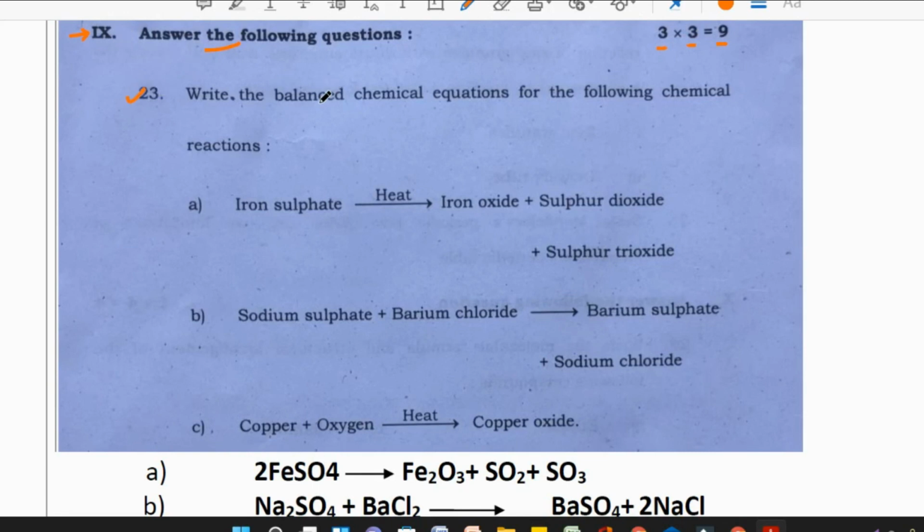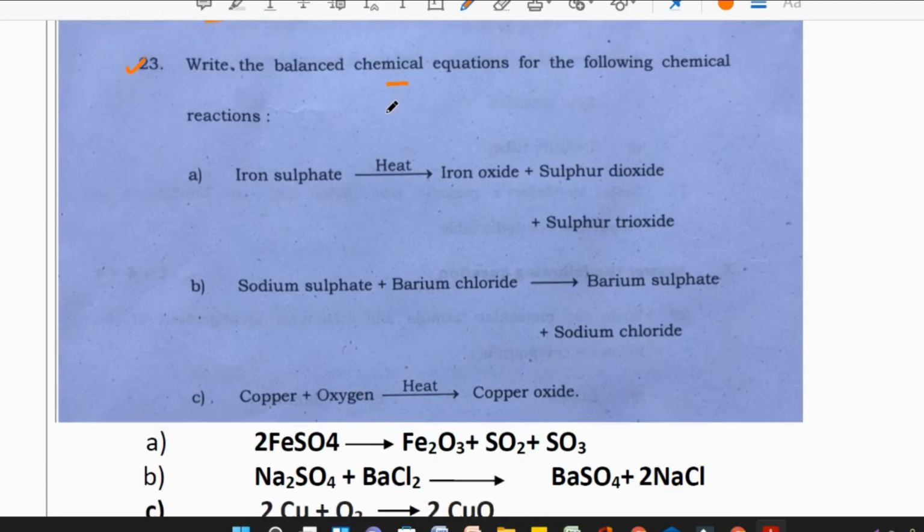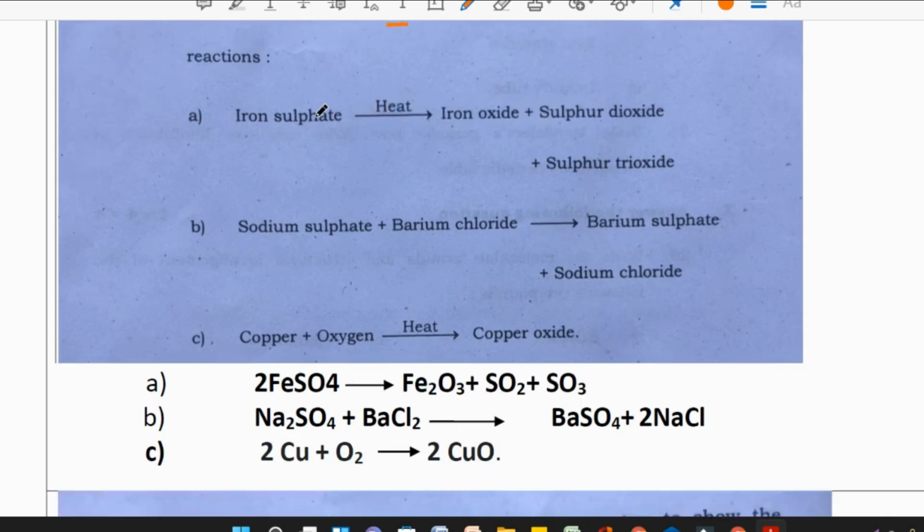23rd question, write the balanced chemical equation for the following chemical reactions. First one is iron sulfate when heated gives iron oxide, sulfur dioxide and sulfur trioxide. So 2FeSO4 gives rise to Fe2O3 iron oxide, SO2 sulfur dioxide, SO3 sulfur trioxide.